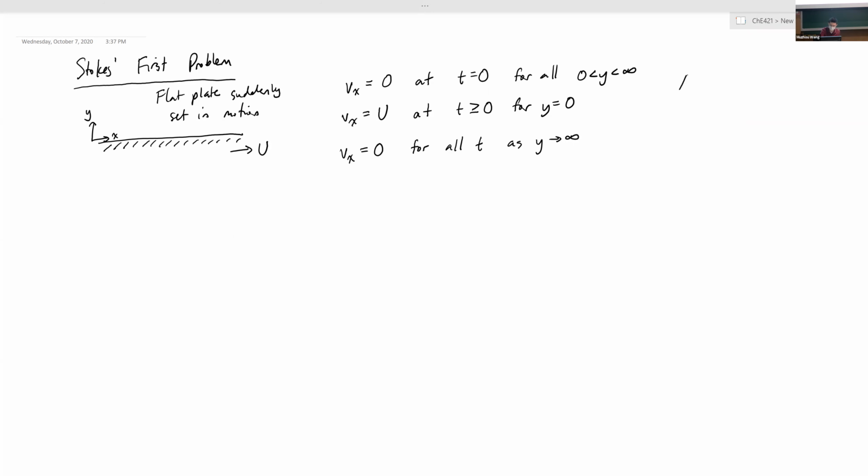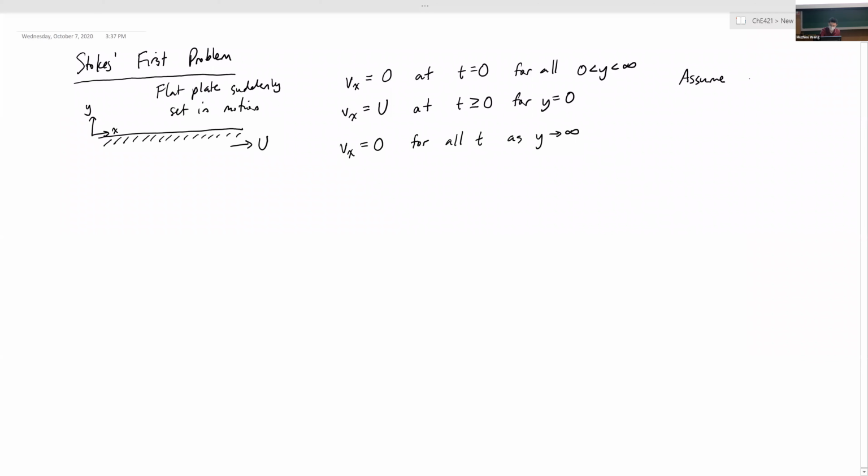We'll have the usual assumptions that we had earlier. We'll assume that Vx is a function of y and time. Vy and Vz are both equal to 0, so we have flow only in the x direction. And we have no pressure gradient anywhere in our problem. Okay.